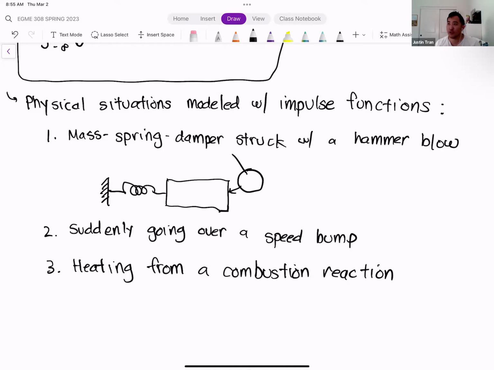If you compare this to step functions, step functions are forcings that can be turned on and off. Impulse functions only happen over a very brief instant of time, and that's the main point of today. All right, any questions on this? Okay, let's see how this interacts with Laplace.